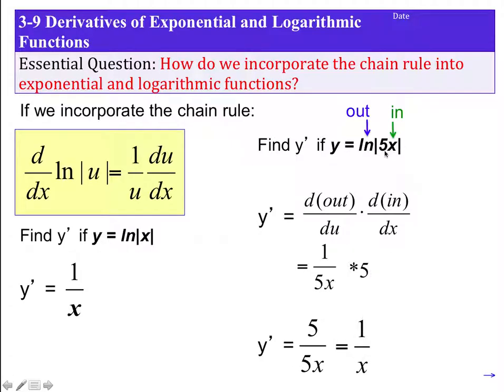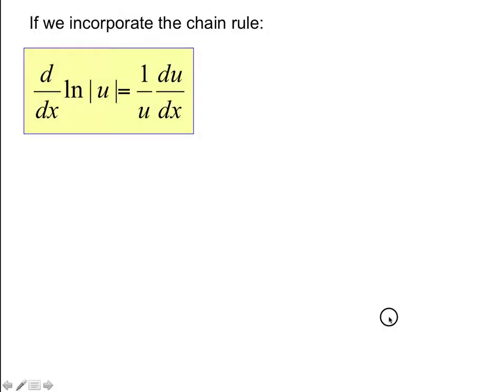So it's kind of interesting, but it happens to be that when you have a linear inside function, you still get the same derivative as if it was just ln x. That'll happen every time with anything linear on the inside. Let's take a look at when it's not linear on the inside.